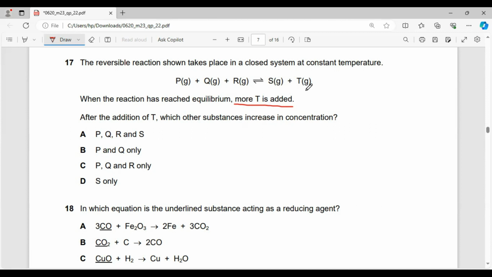When we disturb this reaction or the system by adding more T, the product side increases, because of which this will unbalance the equilibrium. Now, to maintain the concentration of the reactants, more of P, Q and R will be made so that the system can again come to an equilibrium. So, only P, Q and R will be made.